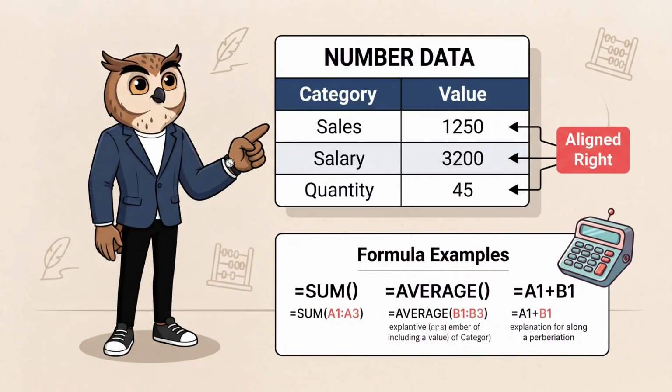Numbers are values that Excel can calculate and analyze. Examples include sales amounts, salaries, quantities, prices, and inventory values. Unlike text, numbers automatically align to the right side of the cell. Because Excel recognizes them as numeric values, you can add, subtract, multiply, divide, and use them in formulas and functions without any problems.